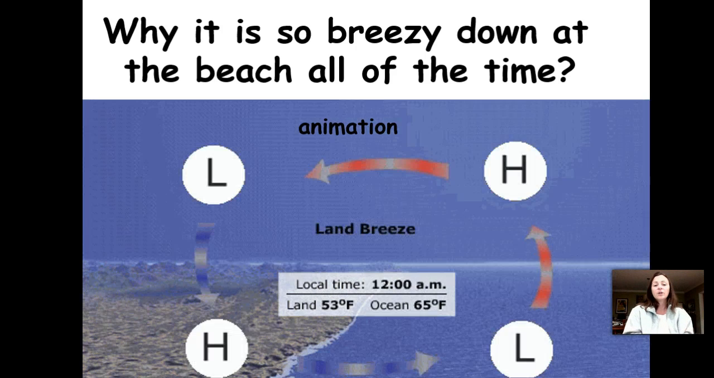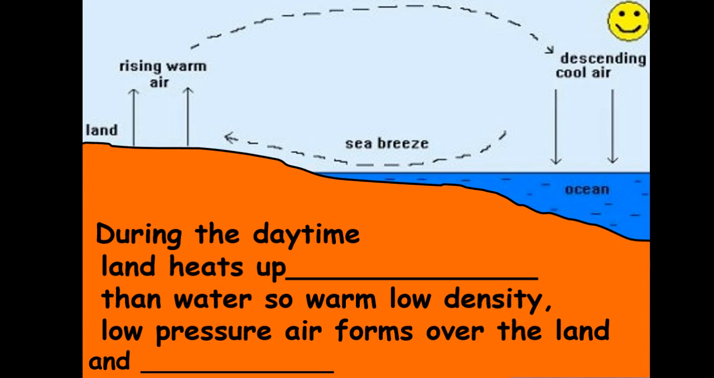So let's look at this a little more closely. During the daytime, as I said, the land will heat up faster than the water. So warm, low density, low pressure air will form over that land and rise. So from here, the wind goes up, and as it comes over higher up, it will start to cool. Well, that cooling air will sink, and then it creates a breeze because winds are going to go from high pressure to low pressure.